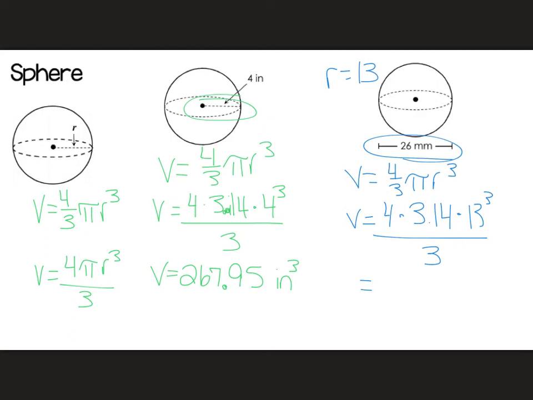And I get 9,198.11. Let me do that one more time. 4 times 3.14 times 13 times 13 times 13 equals, divided by 3. Okay, I think I did it right. And this is millimeters cubed. So you have seen the 3 formulas for volume that we need to know as 8th graders, and you are ready to do some practice.